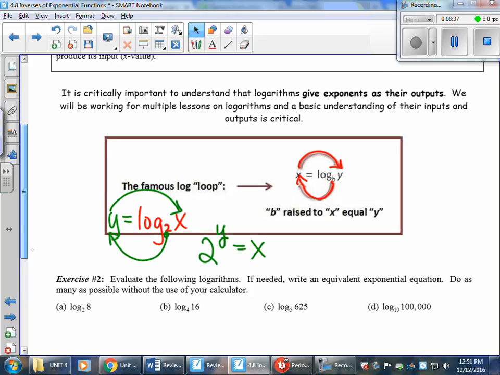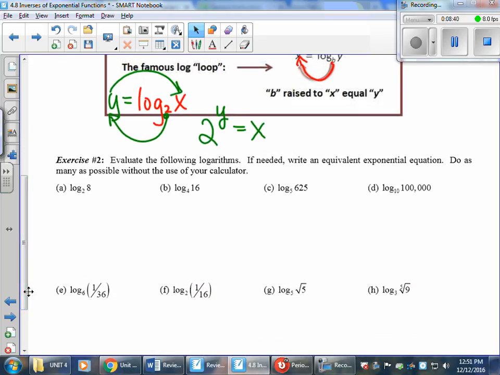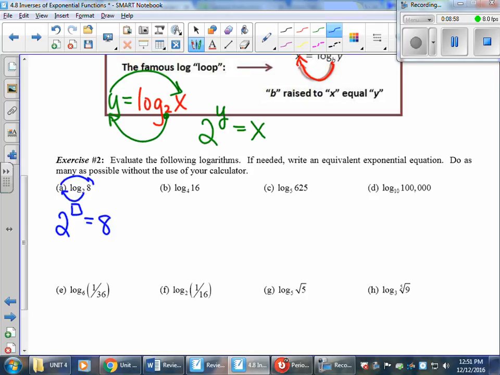Okay, so let's use that loop now to see if we can figure these out down here in exercise 2. So this is going to be 2 raised to some power. Now in this case we don't have a variable. 2 raised to some power is equal to 8. So of course we know that that some power has to be 2 times 2 is 4 times 2 is 8. So this is 2 to the third power, so this is equal to 3. So same thing here. 4 raised to what power is equal to 16? This is going to equal 2, because 4 squared is 16.